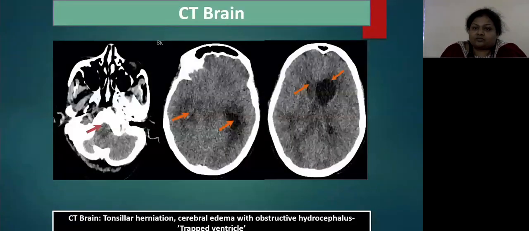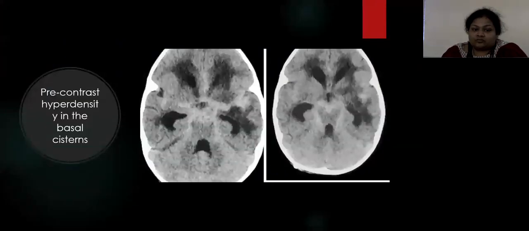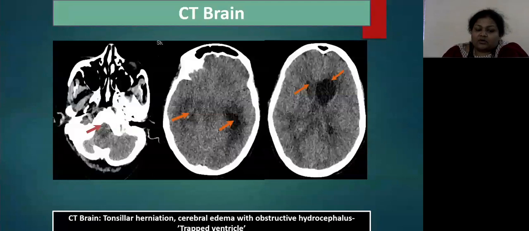Where is the basal hyperdensity? This, yes. And the periventricular lucencies are this, which you see around the ventricles. What about this? This is a much worse CT. What are you seeing?